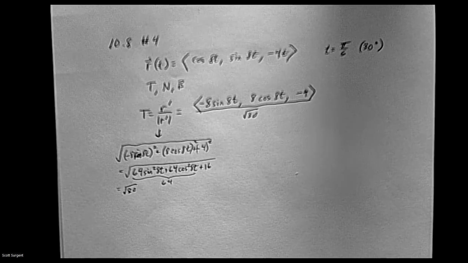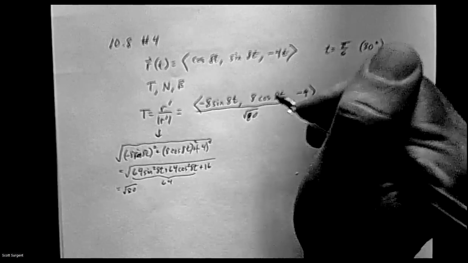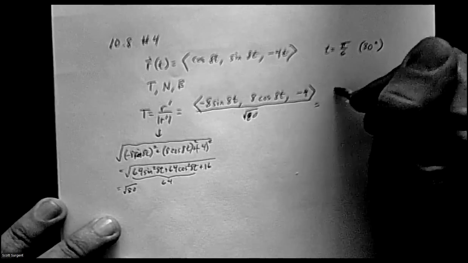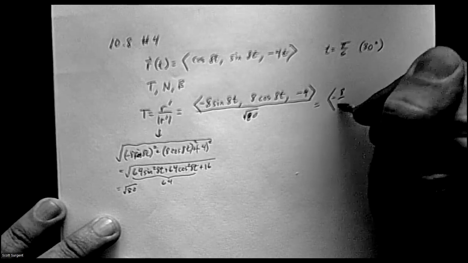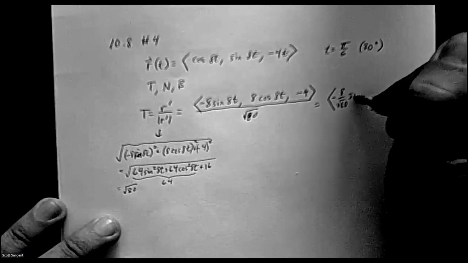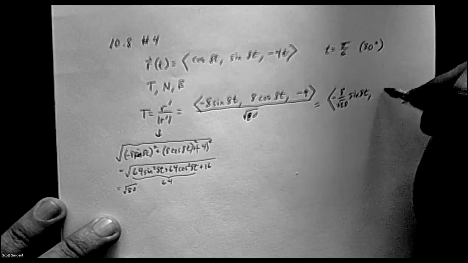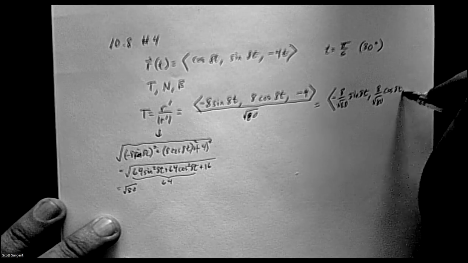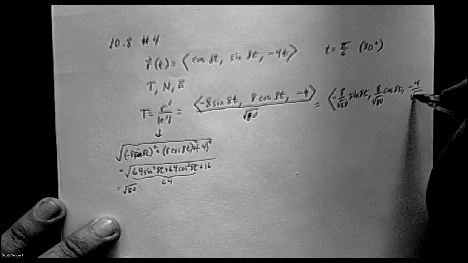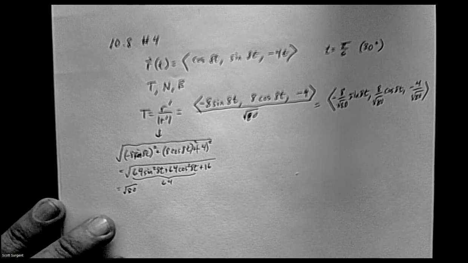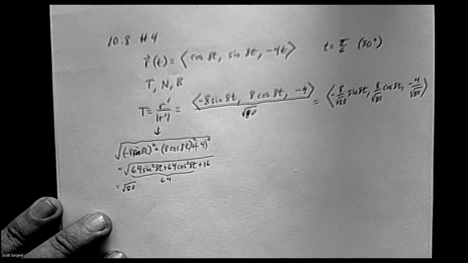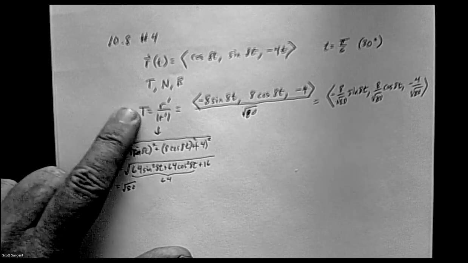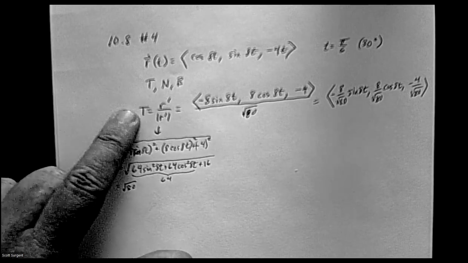You can leave it like that, or you can bring it inside. Doesn't matter. If I bring it inside, it'll look like this. All right, so that's big T. That's the unit tangent. By the way, in our later material, this is going to be a big deal. So memorize big T.